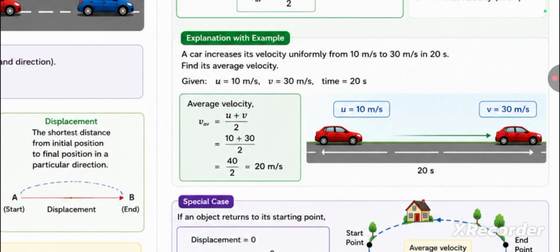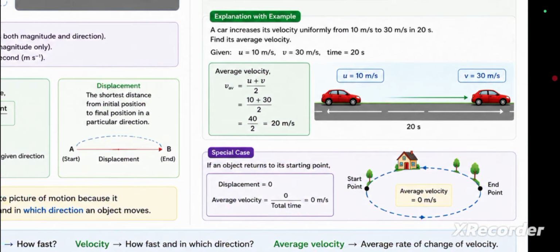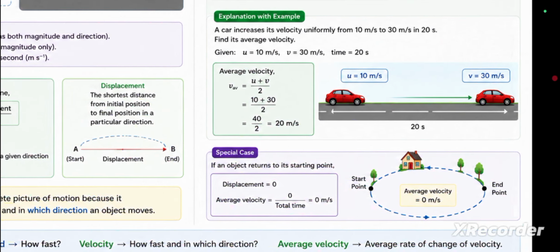So the average velocity is 20 meter per second. In a special case, if an object returns to its starting point, displacement is equal to what? 0. So where we start, we end at that point. So displacement is 0. Then average velocity is equal to 0 by time. So 0 by anything is 0. So average velocity is equal to 0 meter per second. This is a special case. All of you remember this.